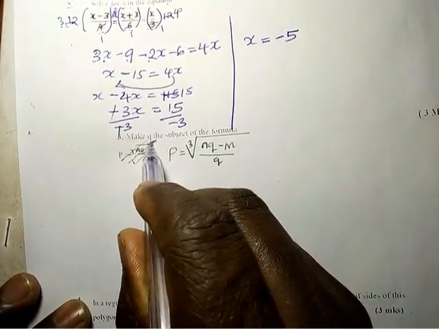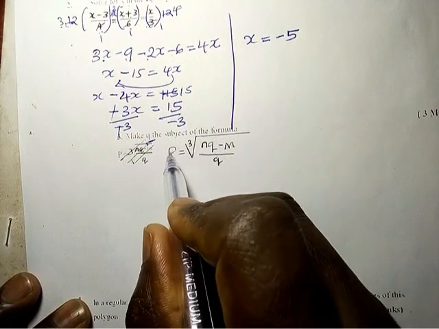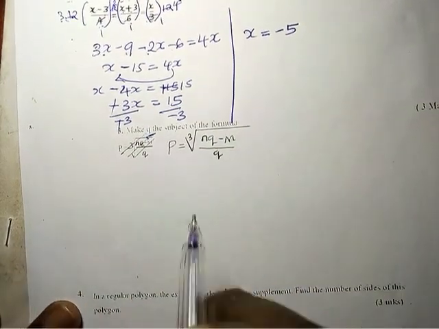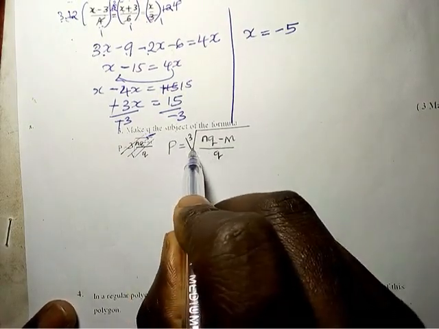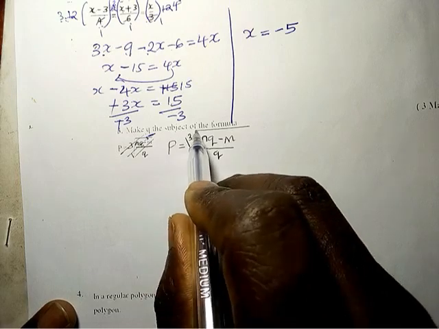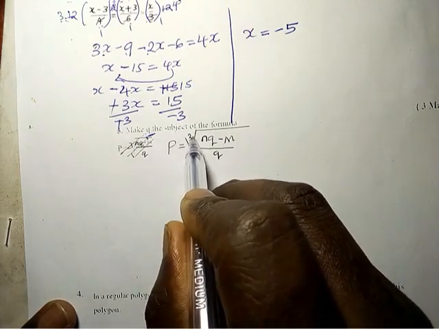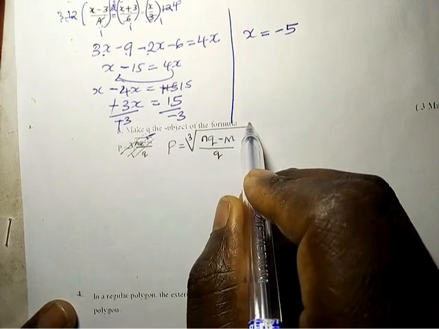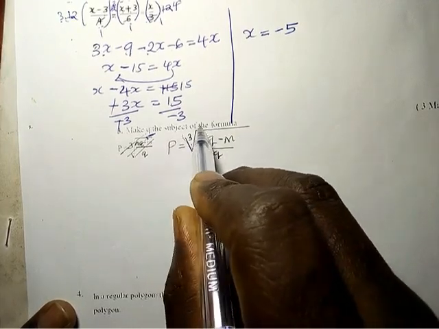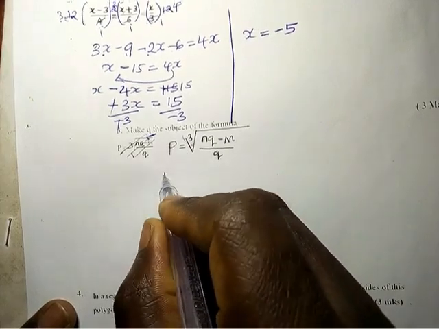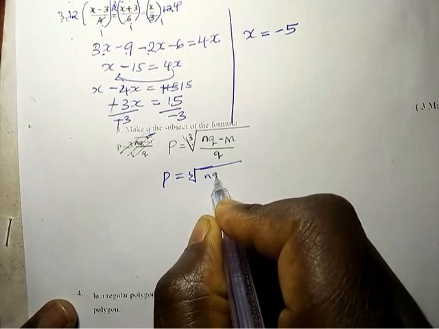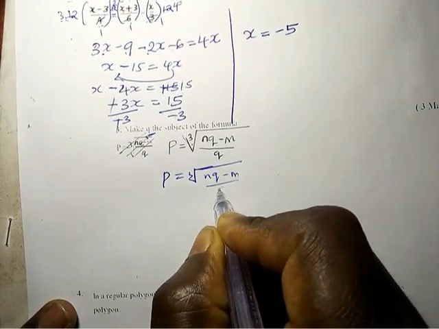Make Q the subject of the formula. So this one has been cube rooted. So what we do first, we need to remove the cube root. For us to remove this cube root, we cube both sides. So we will have p is equal to the cube root of nq minus m over q.